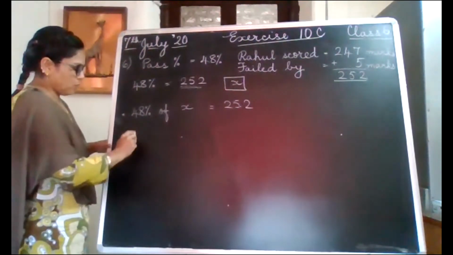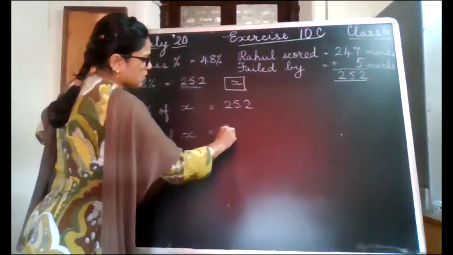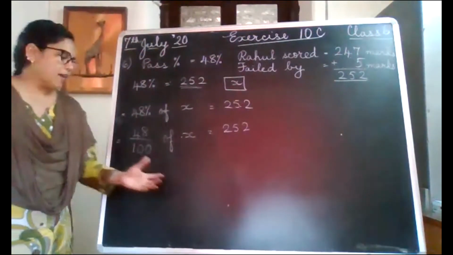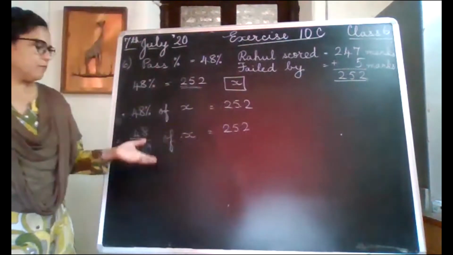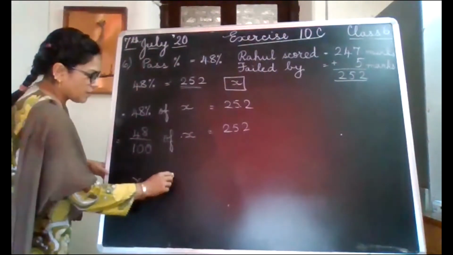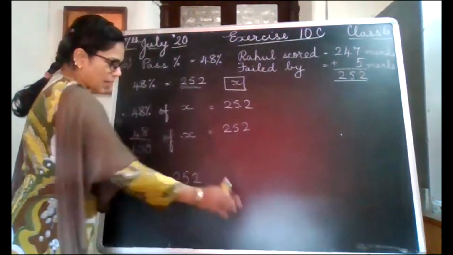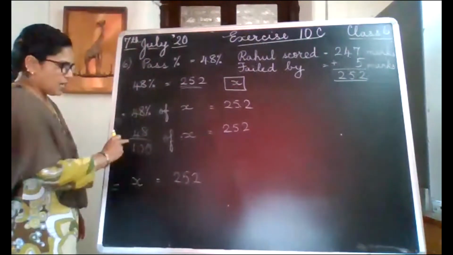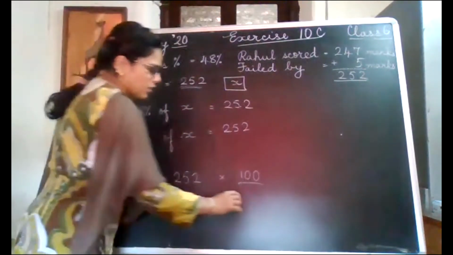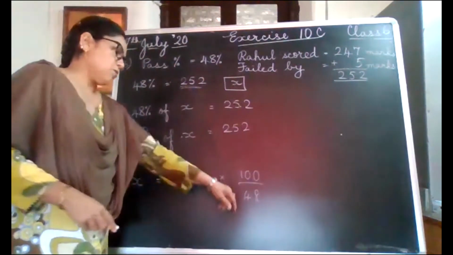Yes. So how will we go about it? 48% means 48 upon 100 of X equals 252. Now what do we do? We let the unknown remain here and we take all the known terms to one side. So X equals 252. X to the left of the equal to sign, 252 to the right of the equal to sign. Now when this goes to the other side, you write the reciprocal. We need to do the opposite of what is to be done when it is this side. So when we do the opposite, this has to become the reciprocal.